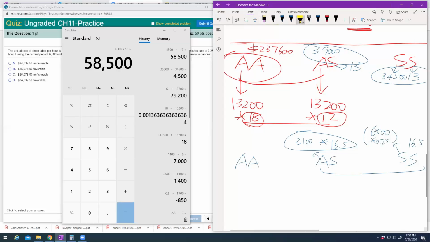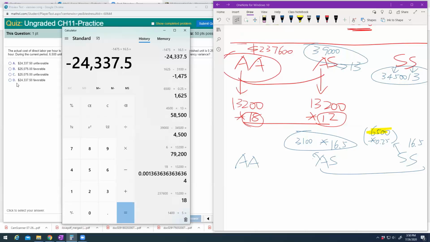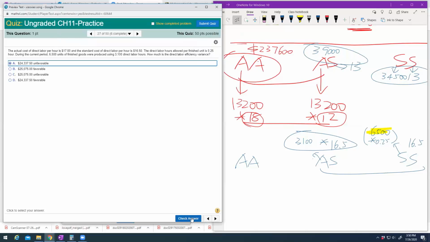So remember this, we still use the actual output. We said that we totally produced 6,500 units, and for each one we should use 0.25. Based on standard, we should use 1,625, but we used 3,100 for whatever reason. We used way more time than the standard, so we will have unfavorable efficiency. Total will be 24,335 unfavorable for our efficiency.